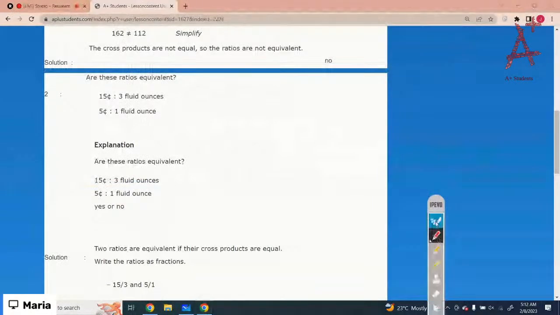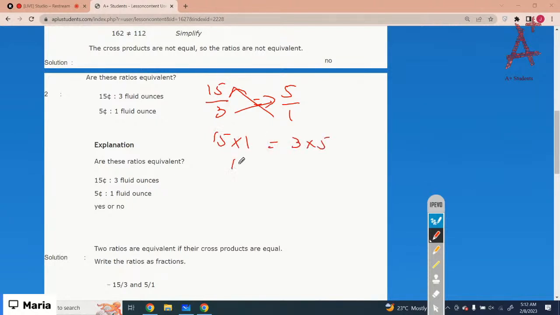The next one is, are these ratios equivalent? 15 to 3 fluid ounces, 15 over 3, and 5 over 1. Got it? Just cross multiply their numerator and denominator. You have to do 15 times 1 and 3 times 5. 15 times 1 is 15 and 5 times 3 is 15. So they are equal. That means yes, the fractions are equivalent. Got it?